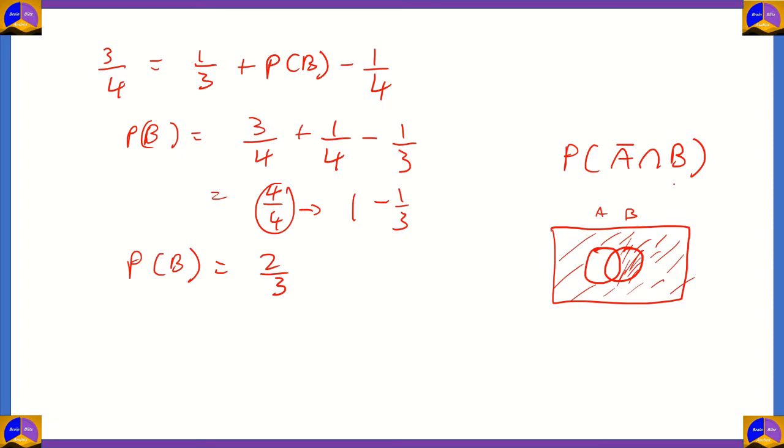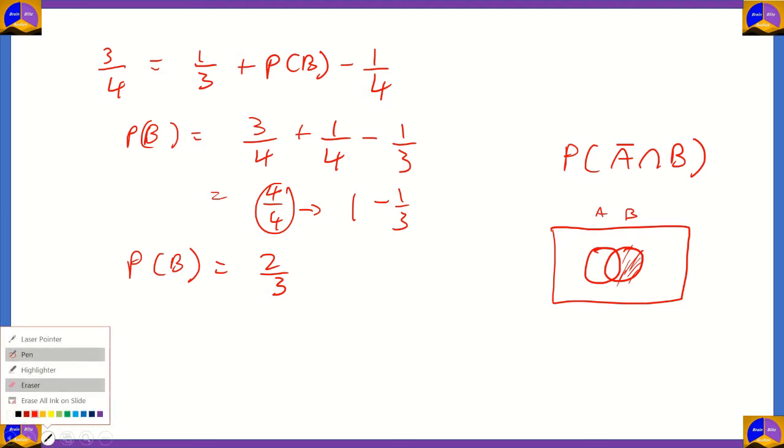Now you need to intersect it with P of B. If the element is present in B, then it's inside the circle B. It is not outside the circle B, whether it be A or anything else. So the final region will be inside the circle B, but the part which A and B share is not part of this, because that is occupied by elements of A. So A dash intersection B gives you this region. A dash intersection B is the same as B minus A.